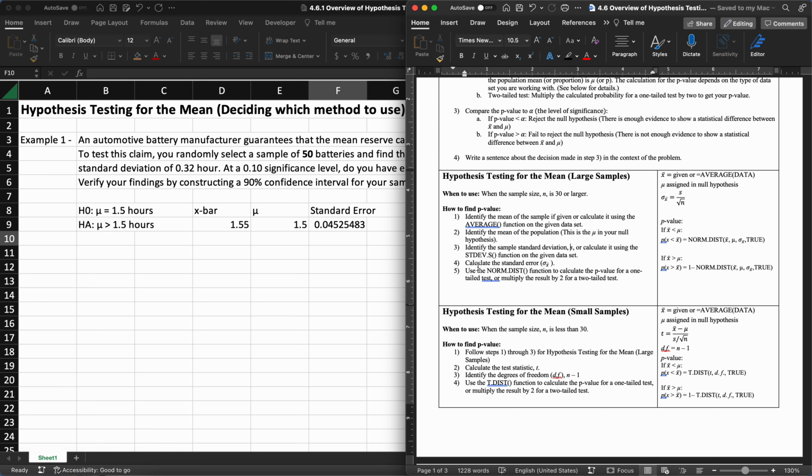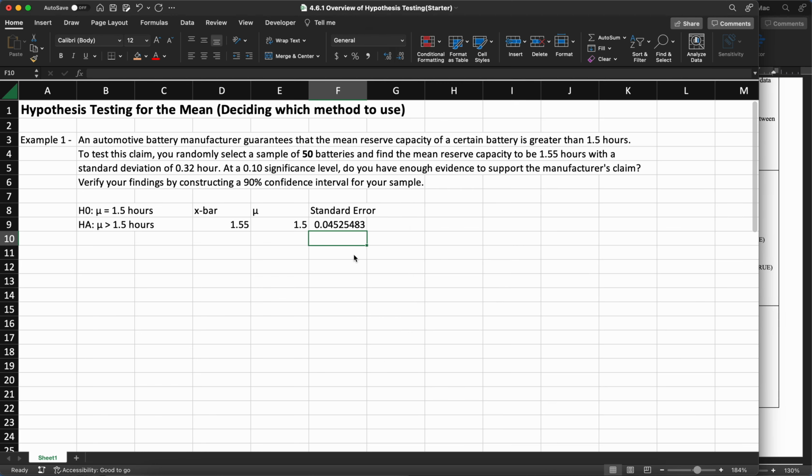And that's all spelled out here. Calculate the standard error, and then it tells you what the formula is for standard error right over here. So now, because this is a large sample, we can assume that it's normal. And so to calculate the probability that x bar is greater than 1.55, I always use the sample mean x bar.